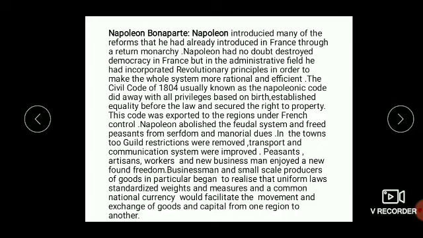Businessmen and small-scale producers of goods, in particular, began to realize that uniform laws, standardized weights and measures, and a common national currency would facilitate the movement and exchange of goods and capital from one region to another.